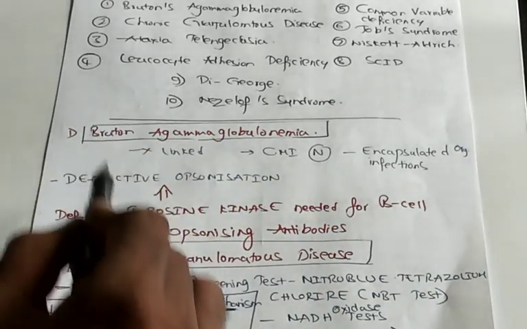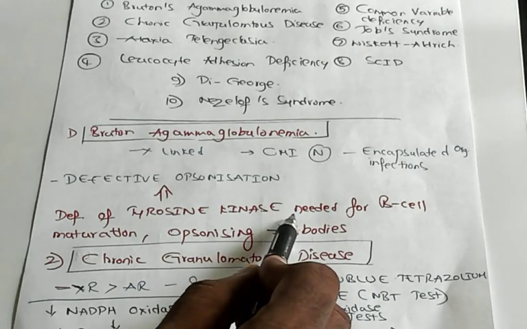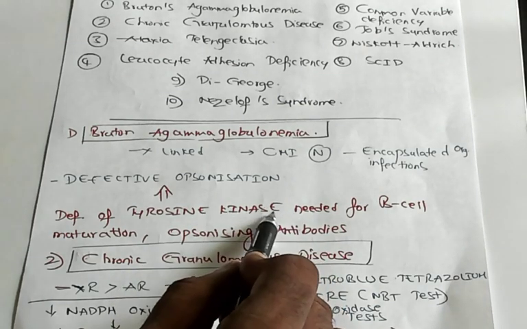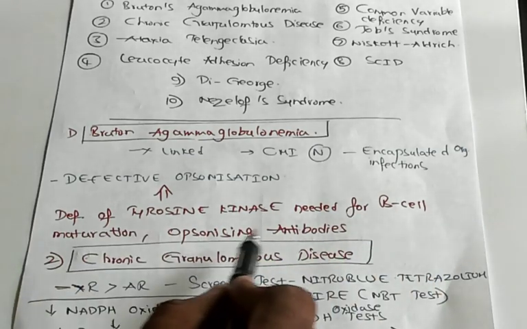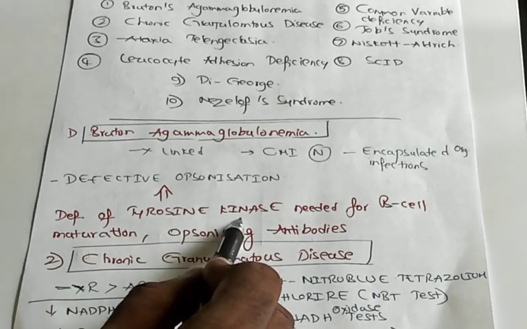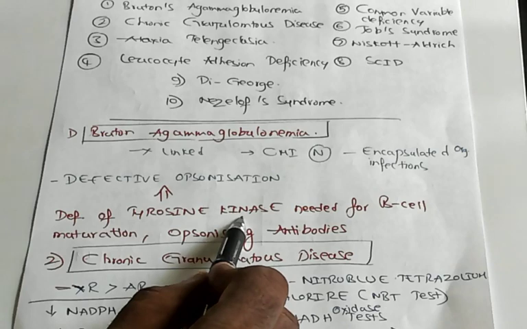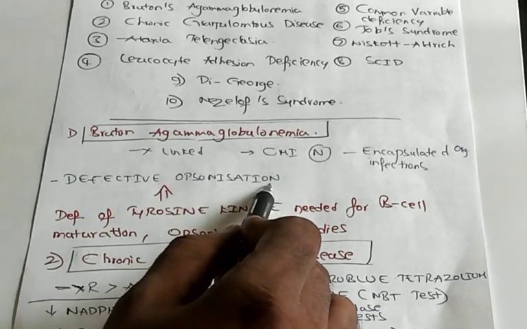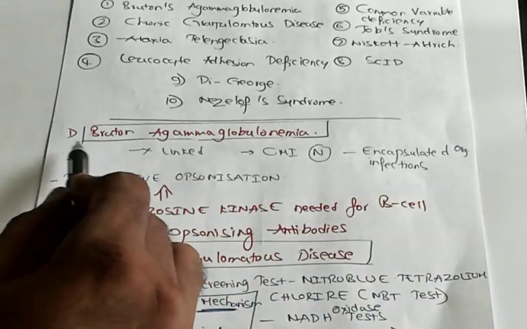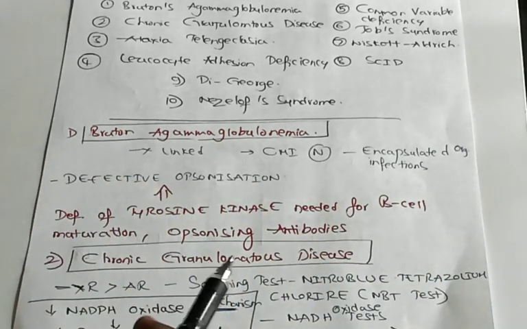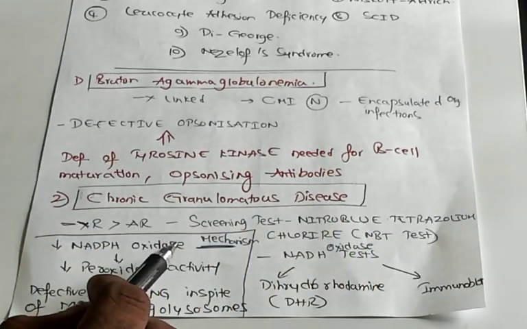And why do you get Bruton? Because of the deficiency of tyrosine kinase. Where is this tyrosine kinase required, doctor? For the maturation of the B cells, for the formation of the opsonizing antibodies, you require tyrosine kinase. That is the one which is deficient in these people. That is the reason there is a defective opsonization leading to encapsulated organism infections in case of Bruton's, is what you should remember.